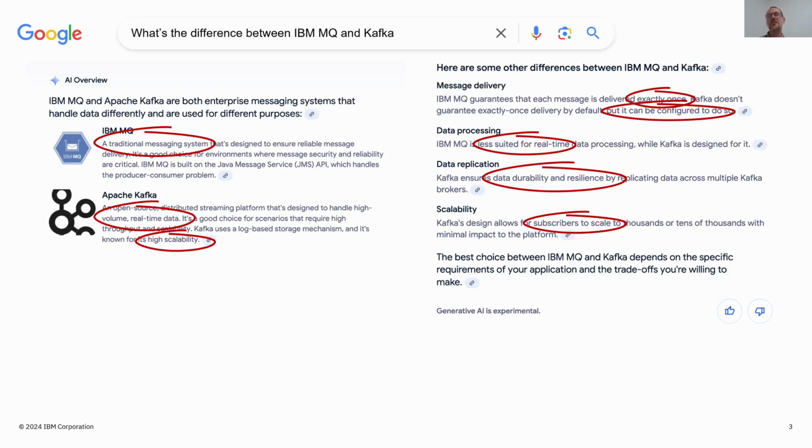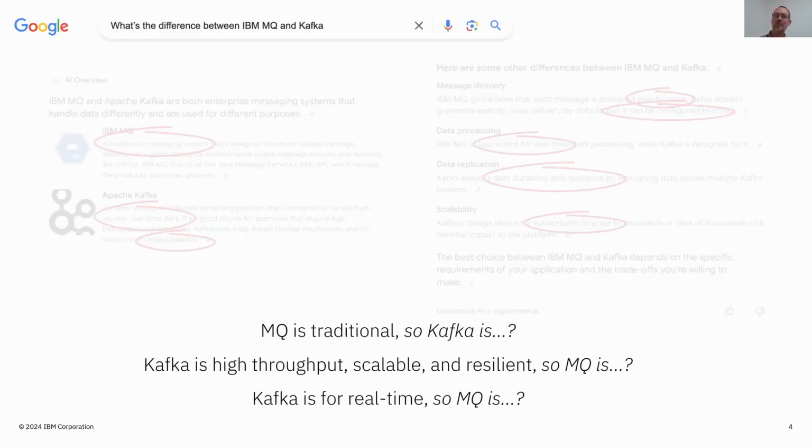The reason I shared this is to make you aware that if you just look at the internet and get an AI summary, which is effectively a summary of the whole internet, you get quite a biased answer, which I don't think is particularly accurate. You read it and think, well, MQ is traditional, so does that imply MQ is old and Kafka is new? Kafka is high throughput, scalable and resilient, so that implies MQ is not any of those things, which isn't true at all. And Kafka is for real time, so MQ is for some other thing.